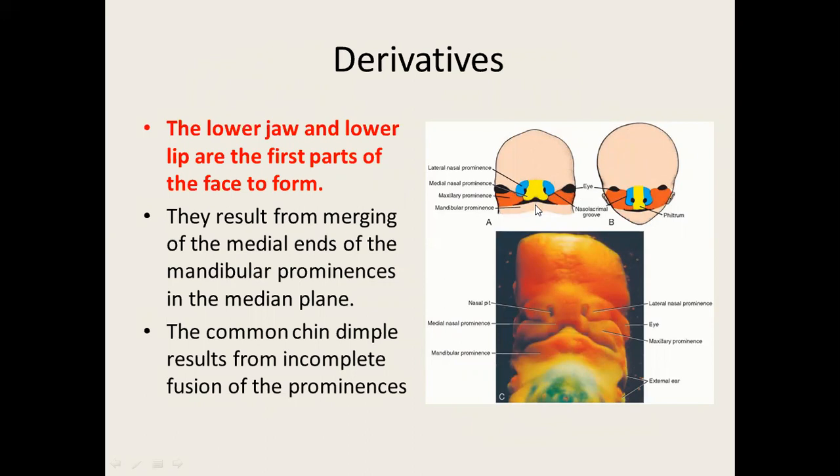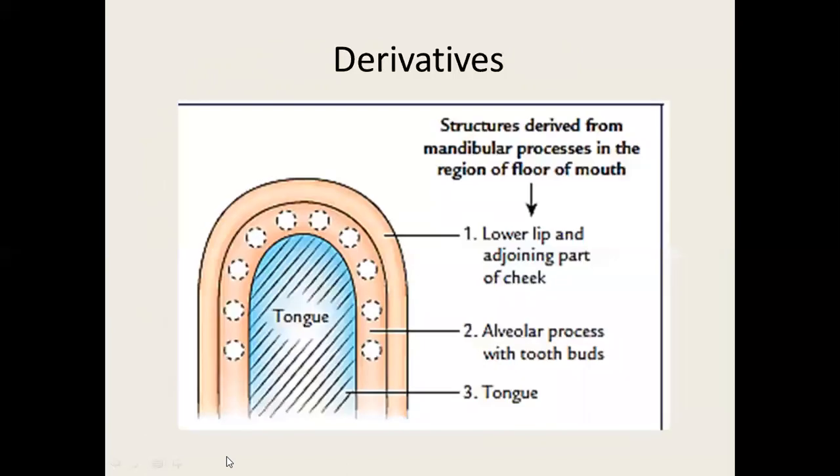If these two mandibular prominences fail to fuse with each other, it results in the formation of a common chin dimple. So a chin dimple results from incomplete fusion of these two mandibular prominences. In a nutshell, what are the derivatives of the mandibular prominences or the mandibular process? One is the lower lip and the adjoining part of the cheek. Then the alveolar process with the tooth parts, and the tongue.